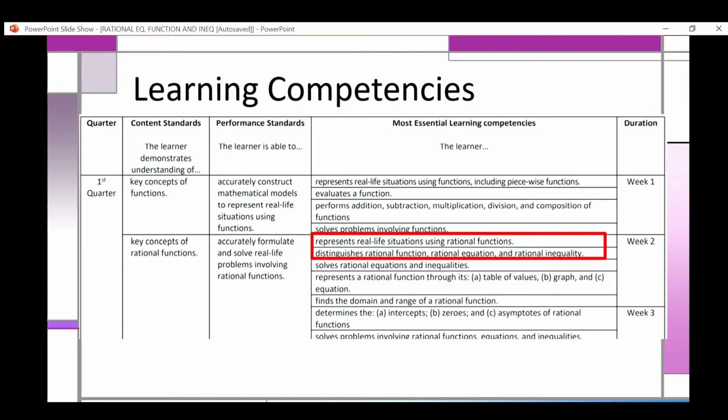So for the next video lesson for this week, we will have these learning competencies, which are solves rational equations and inequalities, represents a rational function through its table of values, graph, and equation. And then we will also find the domain and range of the rational function.